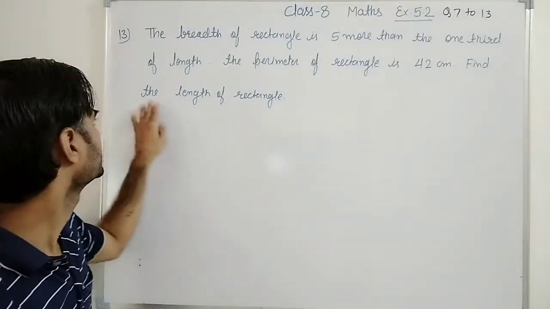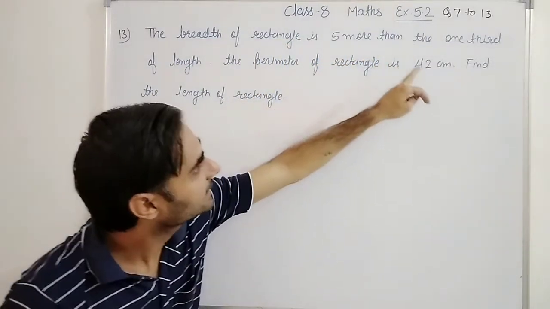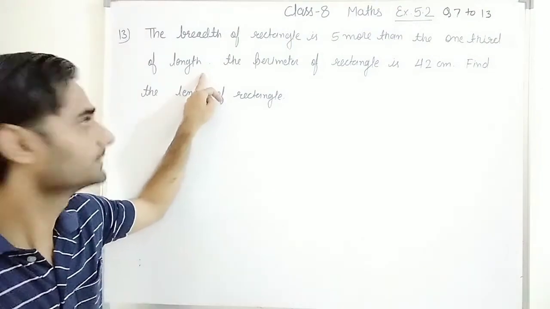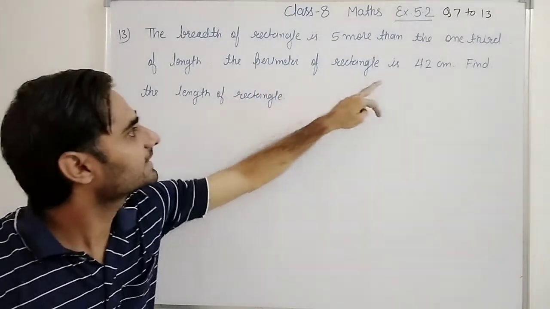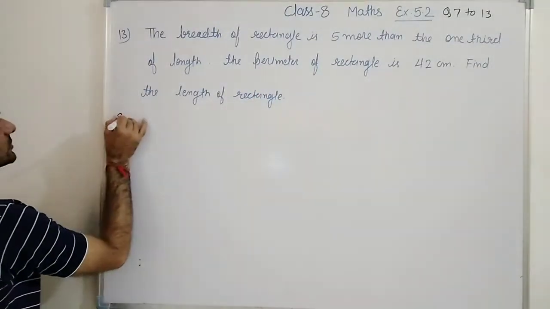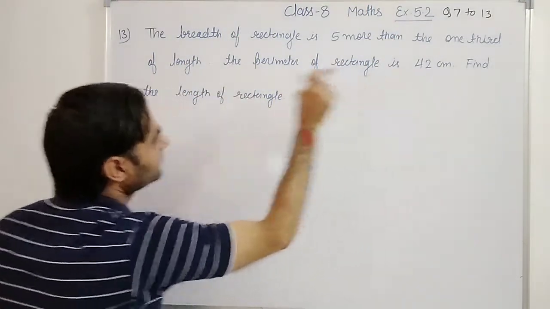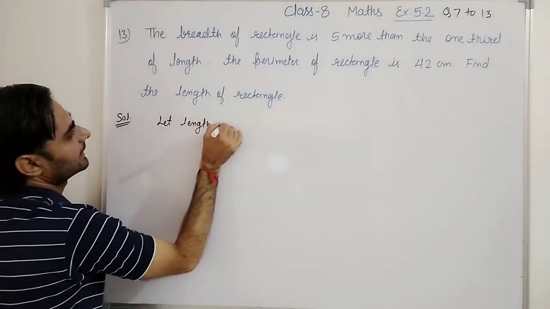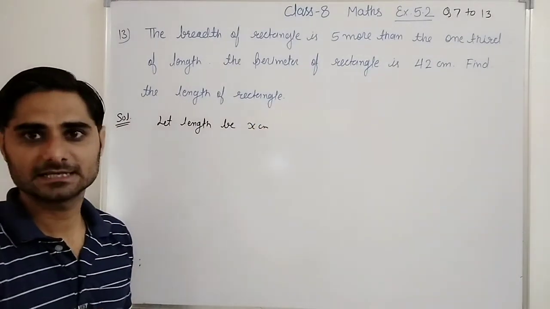Okay. So now see, the breadth of the rectangle is 5 more than 1/3 of the length. Next, the perimeter of the rectangle is given. Find the length of the rectangle. Length we have to find. So here, solution. Look, breadth is given in terms of length, so we take length. Let length be x centimeter. I have taken x.